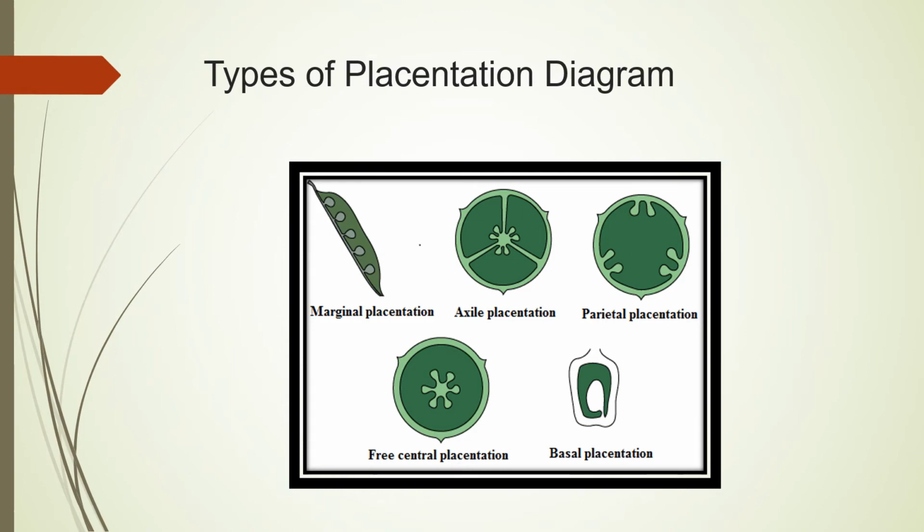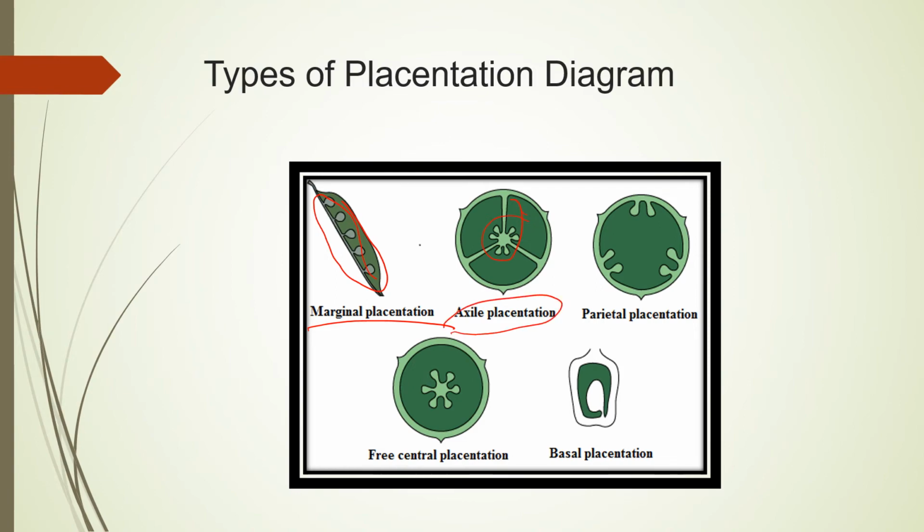So what is the placenta doing? It is the area of the ovary wall where the ovules are. These are the ovules. The placenta which is arranged within the ovary is called placentation. In marginal placentation, you can see this arrangement is done at the margin. This whole part is the placenta, where the ovules are attached. It is arranged in a marginal manner, so it is called marginal.